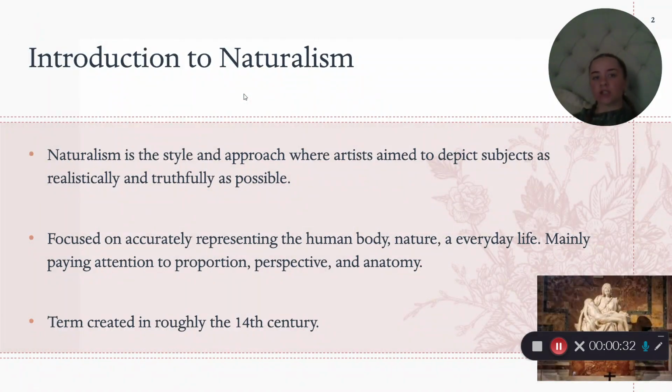Here's my introduction to naturalism. Naturalism is the style and approach where artists aimed to depict subjects as realistically and truthfully as possible. They focused on accurately representing the human body, nature, and everyday life, mainly by attention to proportion, perspective, and anatomy. The term naturalism and the idea of it was created roughly in the 14th century.